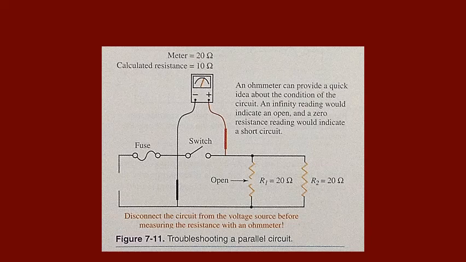The calculated resistance value is 10 ohms, or 20 ohms divided by 2. Using a little deduction, we can determine that one of the resistors is open. If one of the resistors was shorted, it would cause the fuse to blow.